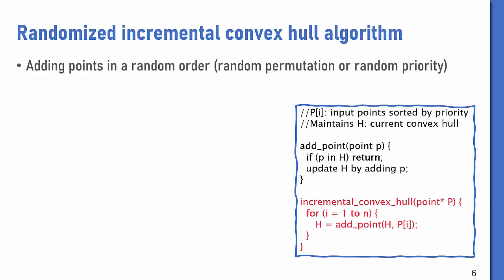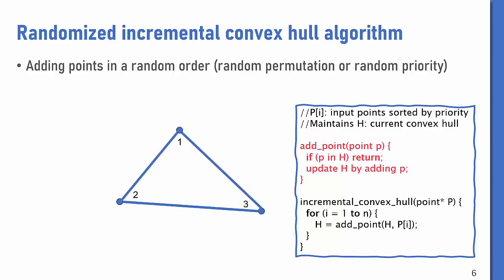It means to add all the points one by one in a random order and update the hull on the way. When the point is added, if it's in the current hull, we don't need to do anything. Otherwise, this point will be added to the current hull and it will remove some points and edges from the current hull.